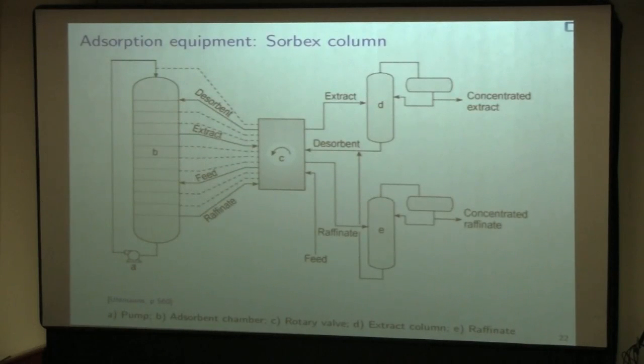That runs for a period of time, and then the valve rotates one notch, and the stream that was the desorbent now moves to that location. The extract stream that was at that location moves one down, the feed moves one down, and the raffinate gets switched to that stream over there. So everything shifts anti-clockwise by one notch. The bed stays fixed, and now for the next few minutes, the next section of the bed gets desorbed or extracted or fed with fresh material or stripped. Okay? And then that valve will rotate periodically and move to the next section of the bed.